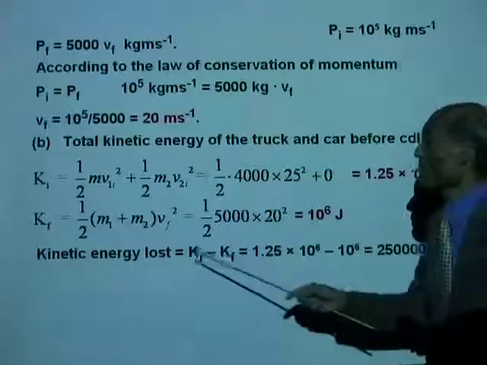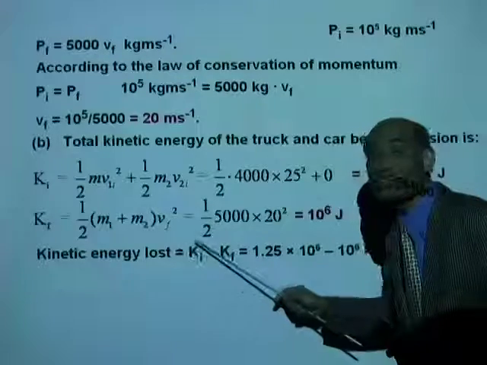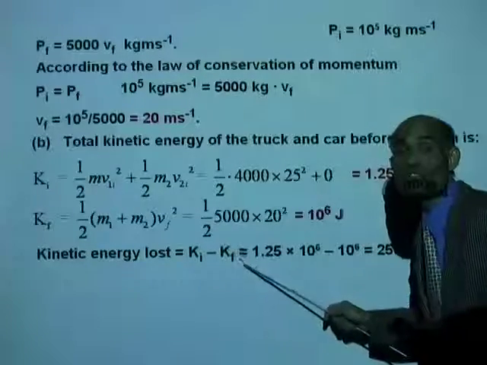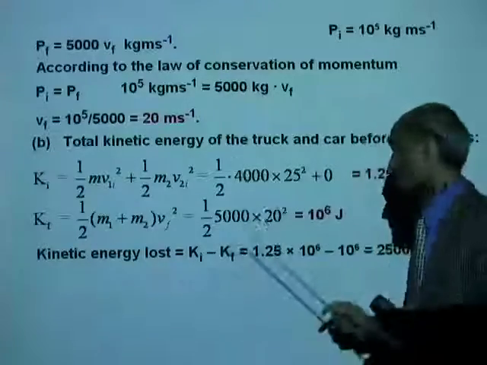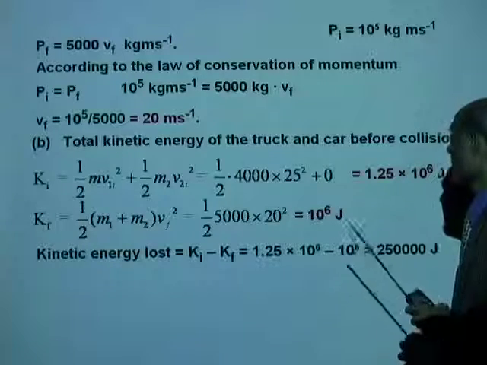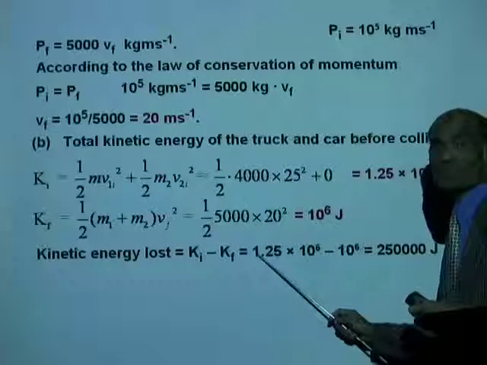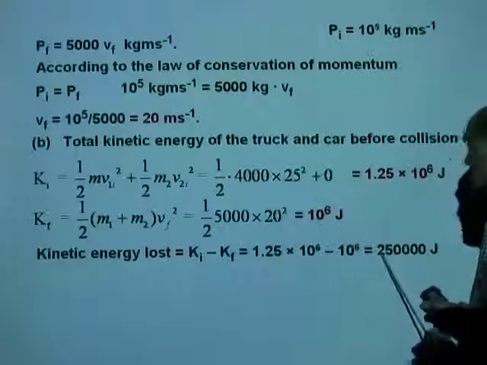Alright, what is the kinetic energy lost? Kinetic energy lost is initial energy minus the final energy. Is that right? That's the amount lost. That is 1.25 times 10 to the 6 minus 10 to the 6. Can you put that in your calculator and give me a value? Is this right?